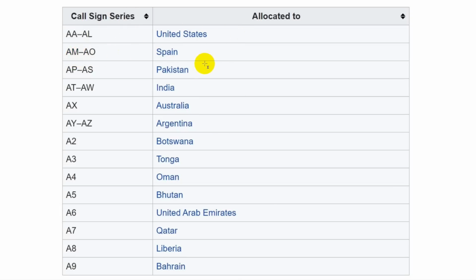AM through AO is Spain. AP to AS, Pakistan. AT to AW, India. AX is Australia. AY and AZ are Argentina. Then you get the weird ones. A2, Botswana. A3, Tonga. A4, Oman. A5, Bhutan. A6, United Arab Emirates, or the UAE. A7, Qatar. A8, Liberia, which is quite a ways away from these other nations here. And then A9, Bahrain. Okay, those are all the A signs.